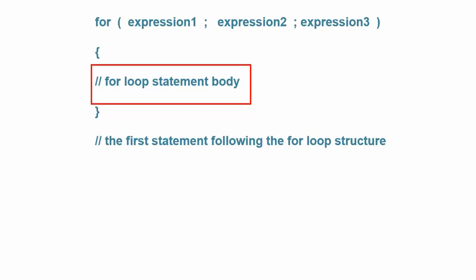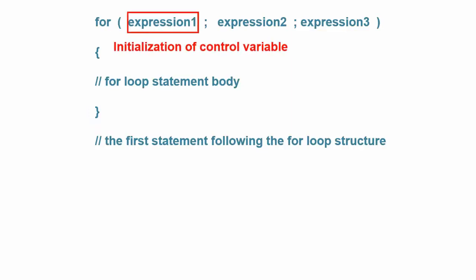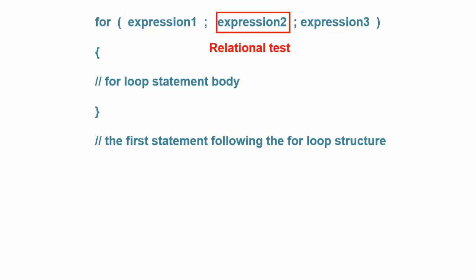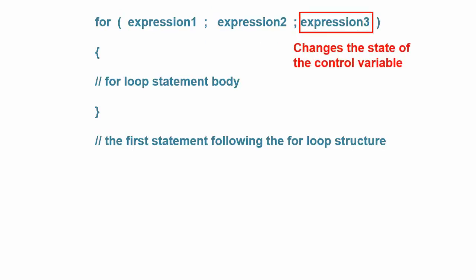These program statements are often referred to as the body of the for loop. After the statements in the body, there is a closing brace, which marks the end of the for loop structure. In the loop structure, expression 1 usually initializes the variable that controls the loop. Expression 2 performs some form of logical test to determine if another pass through the loop body is warranted. Expression 3 is usually responsible for changing the state of the loop control variable but is not required to do so.